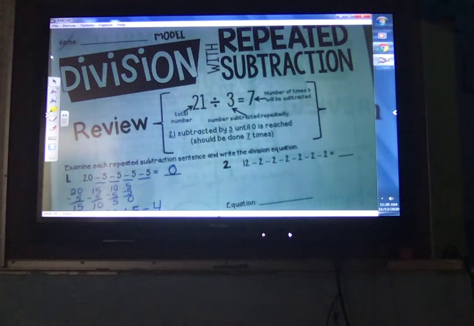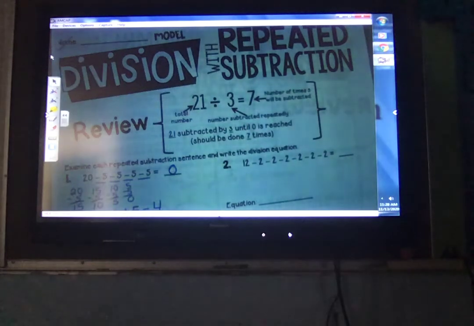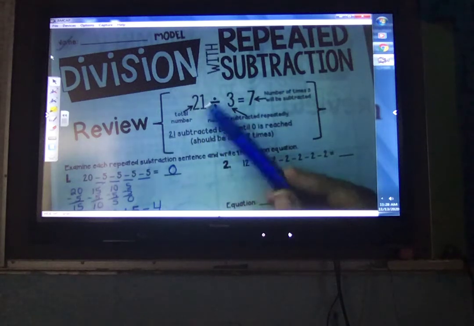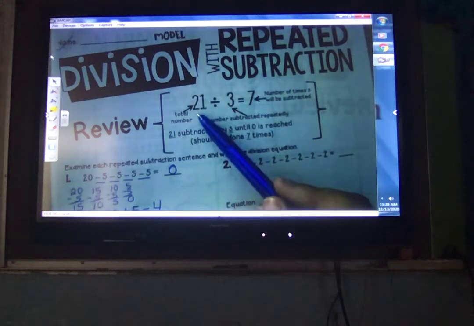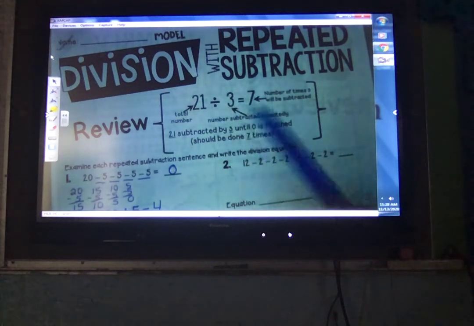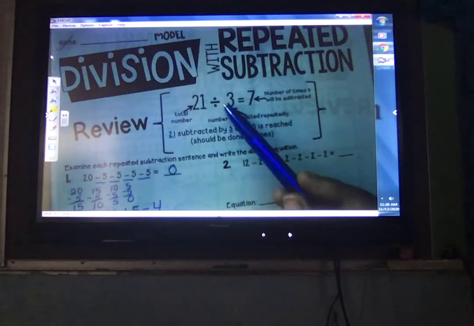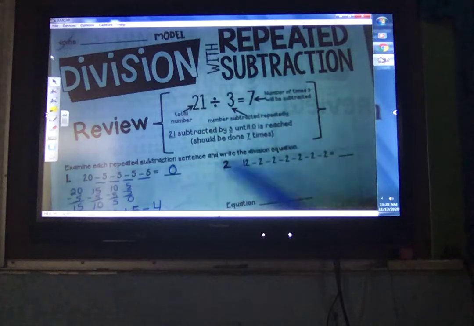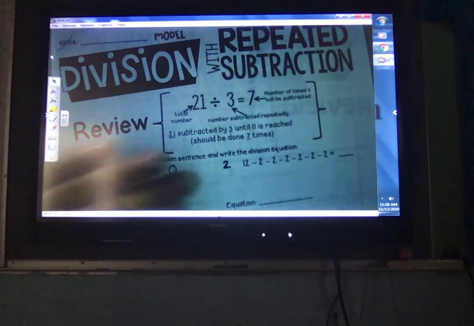So today you're working on division with repeated subtraction. Quick review. In division, your first number is your total. We call this our dividend. This is the number you're dividing by. The number in the middle is called your divisor. That's how many groups you have. And your answer is called your quotient, and that's the number that goes in each group.